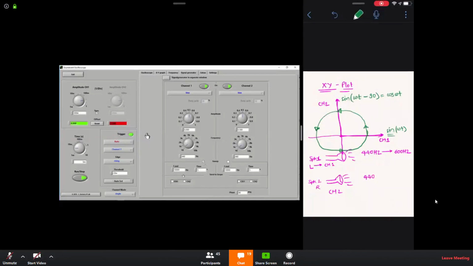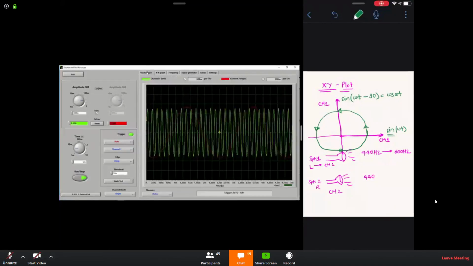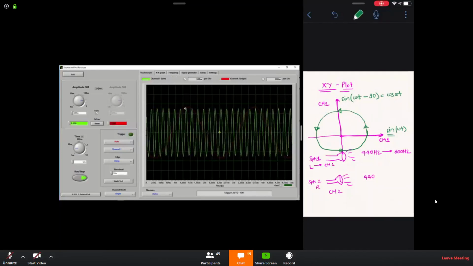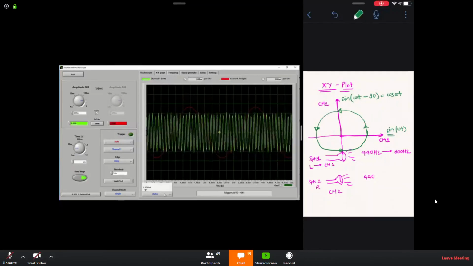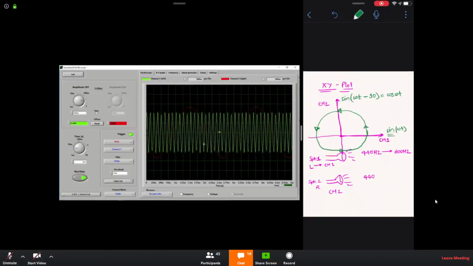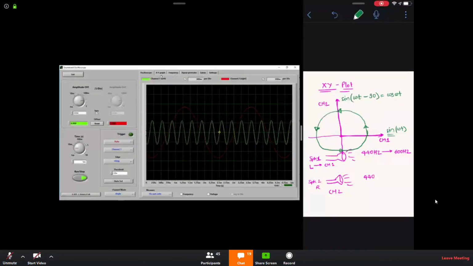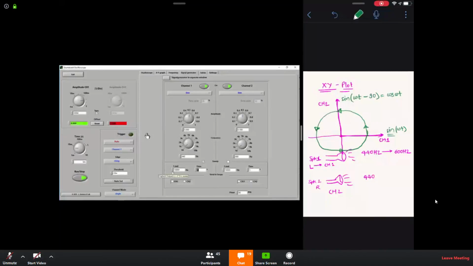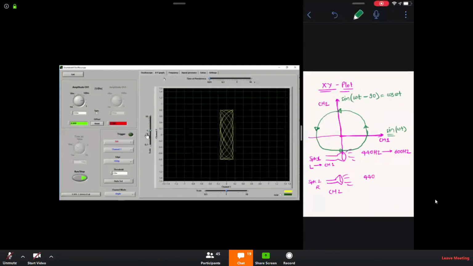What I'm doing is changing the frequency of channel 1 from 440 Hz to 1000 Hz. Now you can see that one channel, the red one, has a fixed frequency, but the frequency of the green one is changing with respect to time. Now if you go to the XY plot, you will see this kind of figure. Let me slow this down so that you all can see. I basically slowed down the screen.